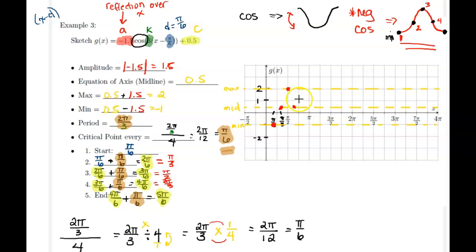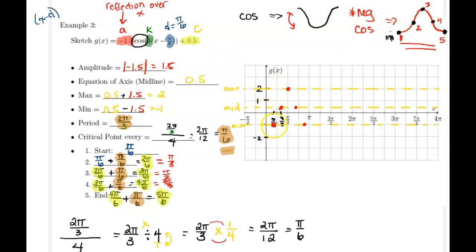And finally, actually it's a little bit tighter in here, I think. There we are. And finally, my fifth critical point is going to be at 5 pi over 6, which is, actually, no, I think I was right the first time. Sorry, we are looking about here. Because then my fifth critical point is going to be at 5 pi over 6, which is just less than pi, which is about here, and we're down back at my minimum. Okay, so there's my 5 critical points.